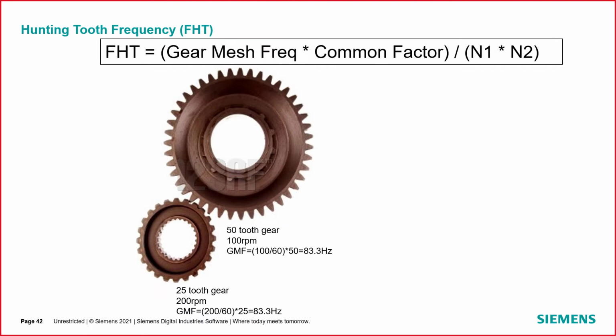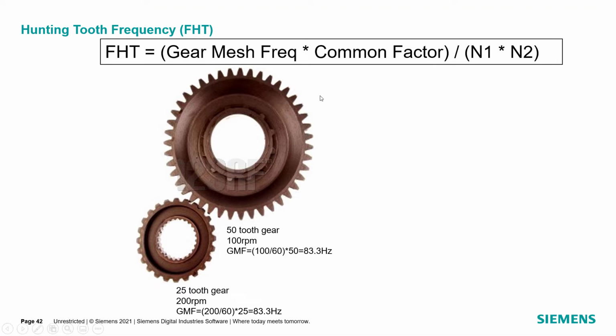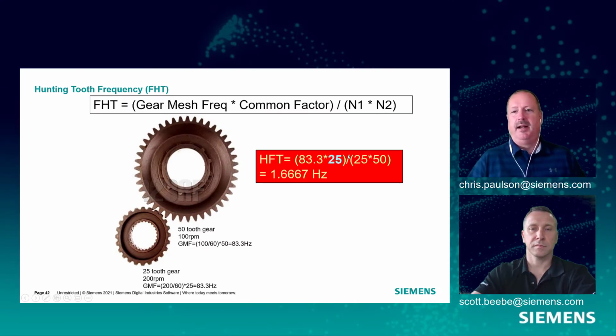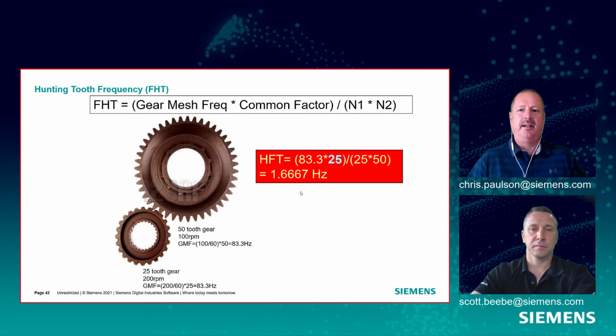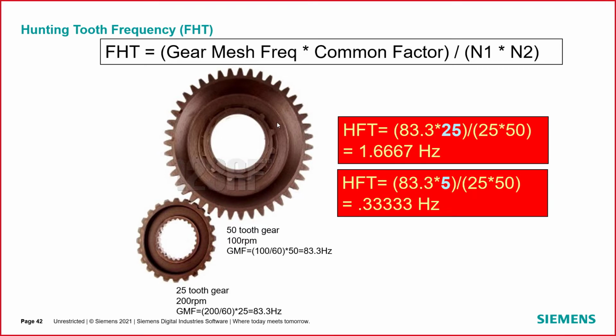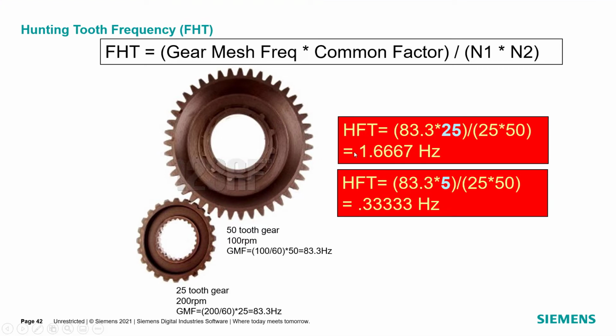We look for the hunting tooth frequency, FHT, which is going to be the gear mesh frequency times the common factor, divided by N1, the number of teeth on gear 1, times N2, the number of teeth on gear 2. Going back to some algebra, substituting into our equations, we find our first hunting tooth frequency is 1.667 hertz. The second one is going to be at 0.333 hertz, and the third one is going to be at 0.067 hertz.